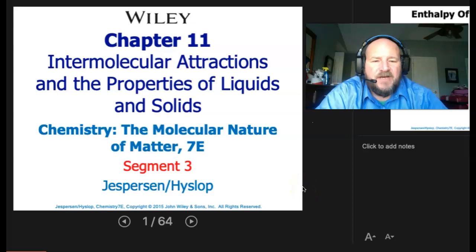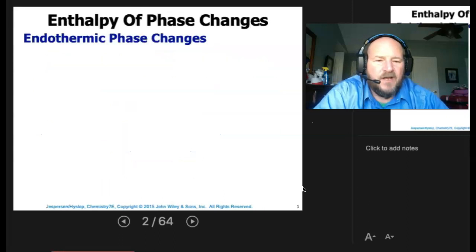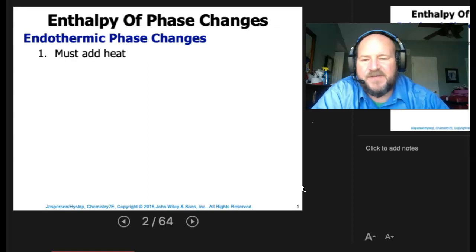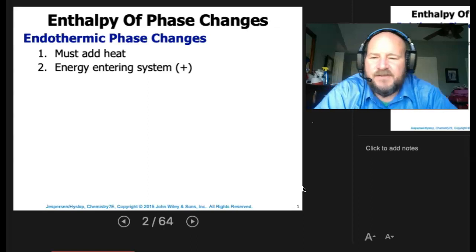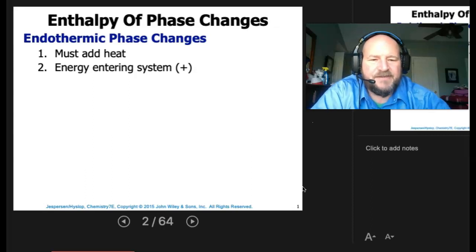Segment 3, picking up with enthalpy of phase change. We were just talking about heating and cooling curves. And so now we're going to apply our endothermic phase changes with our delta H's. So that means we must add heat. So heat is going to be energy, not just heat. Energy is going to be entering the system.